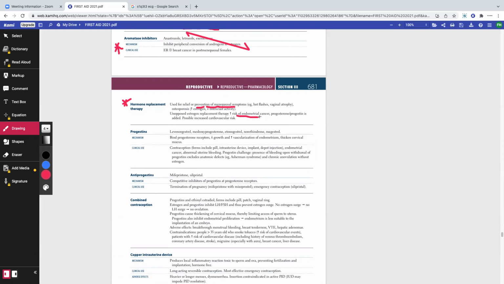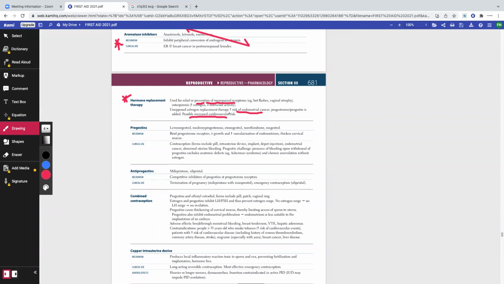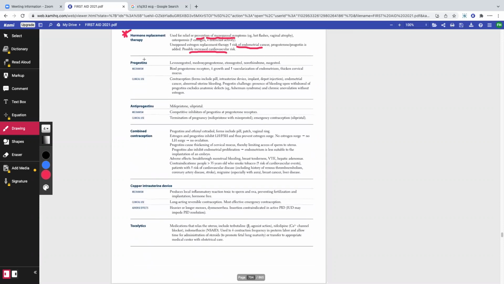That's that. Another thing is, should they also do monthly or 3-monthly D-dimer to see their level of risk for thrombus formation? Yes or no? D-dimers. The answer is yes, because they also increase the risk of DVTs. So that's that. Next one is progestins. These are levonorgestrel, medroxyprogesterone, and that's that.